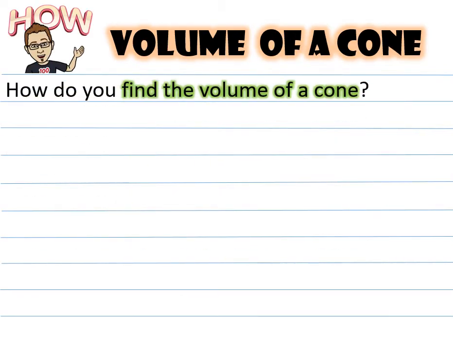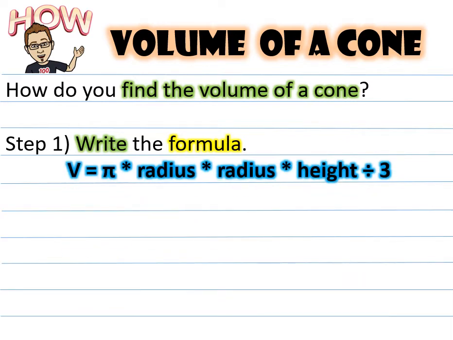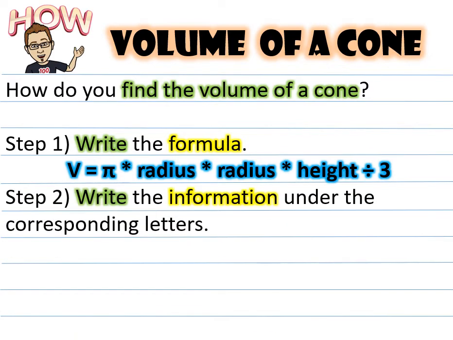How do you find the volume of a cone? Step number 1, write the formula. V equals pi times radius times radius times height divided by 3. So let's analyze this. We've got the area of a circle, pi times radius times radius. We're multiplying it by height to create a cylinder, and then we're dividing it by 3 because it's a cone. Now remember, in our previous video, we talked about dividing by 3 with pyramids. So pyramids and cones are similar because you would want to divide by 3.